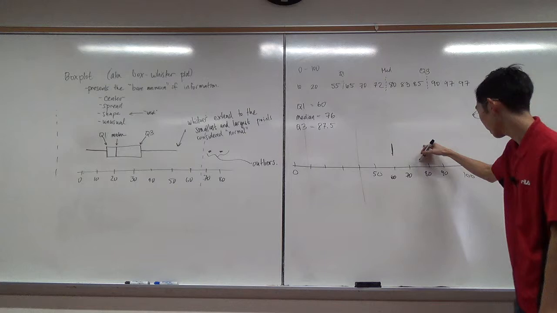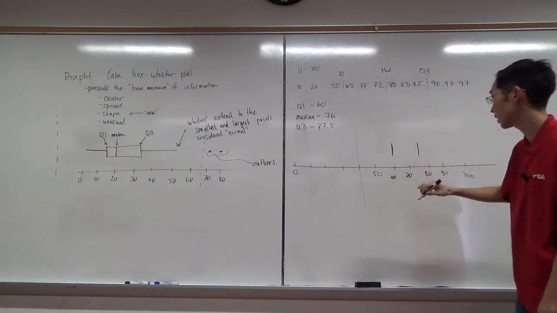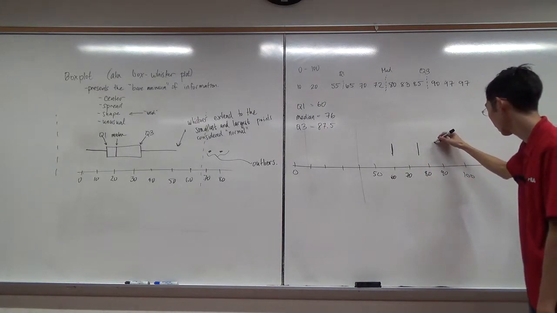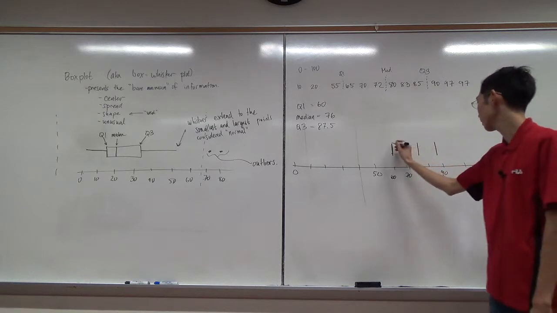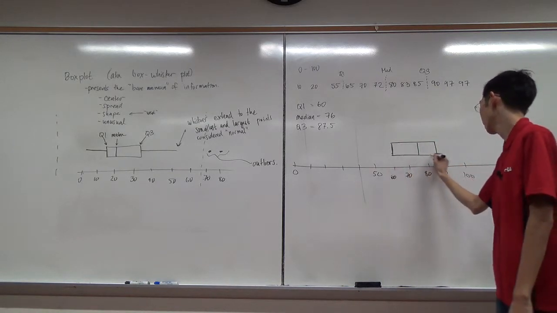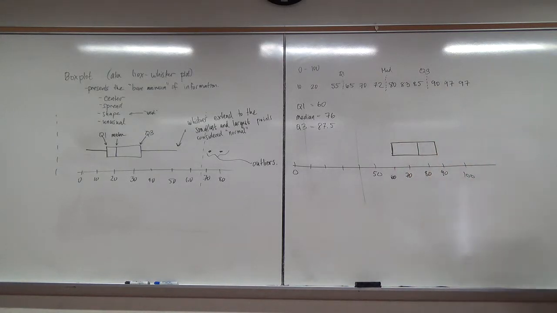The median is at 76. I'm going to put a line right there. And the Q3 is at 87.5. So this forms my box.